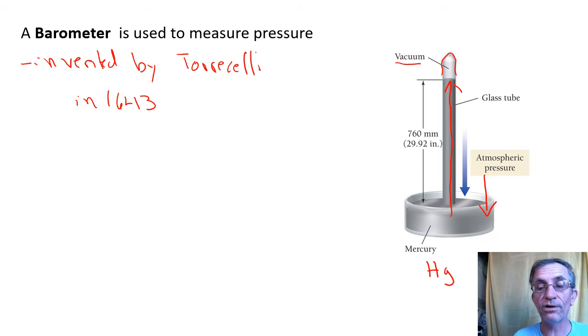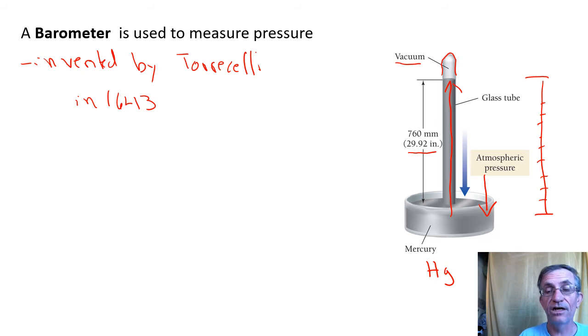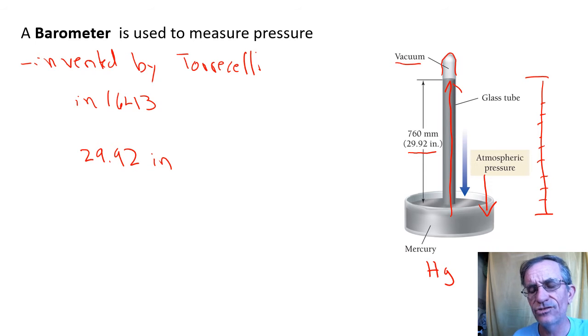So on a normal clear day at sea level in Ventura, the mercury would actually be 29.92 inches tall. There's a little inch ruler next to this thing, and you measure how tall it is today. So on a normal day, that column of mercury goes 29.92 inches high. To be more exact, that's inches of mercury, because we're measuring the height of the mercury. That's actually a unit of pressure.